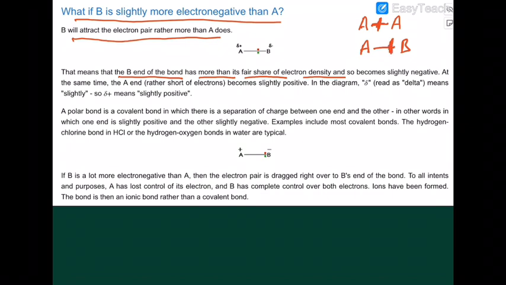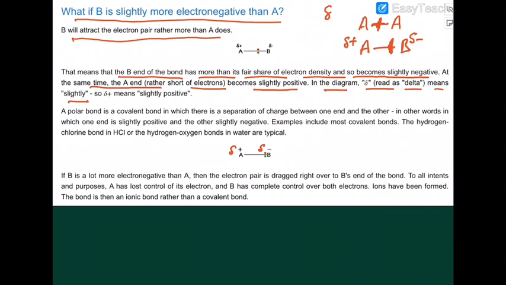You get the idea? So B becomes slightly negative. Slightly means delta; this symbol is called delta. At the same time, A is short of electrons, so it becomes slightly positive. So in the diagram, delta is written, meaning slightly. You can say this is slightly positive and this is slightly negative.